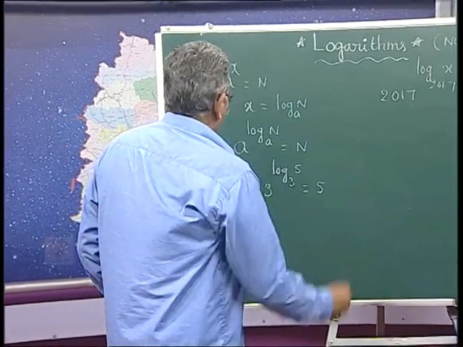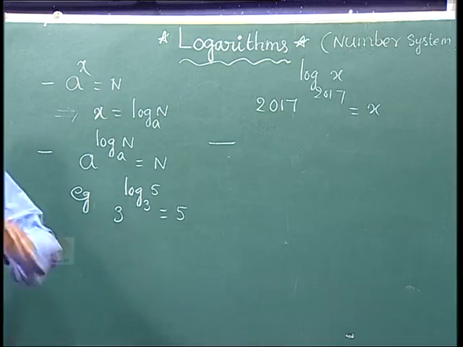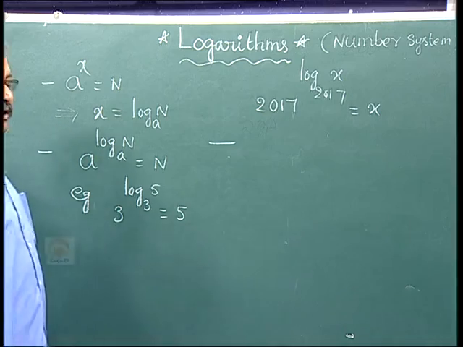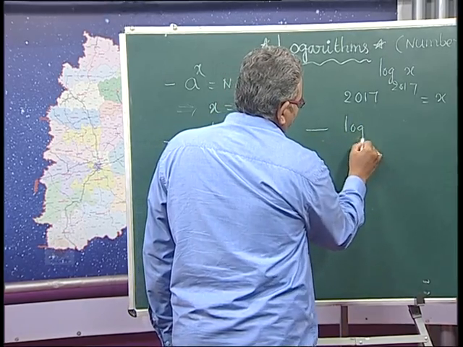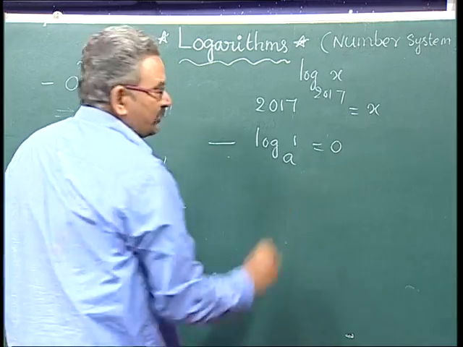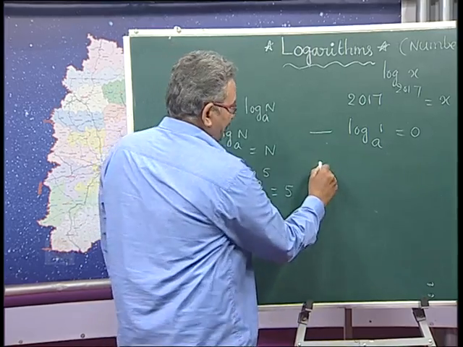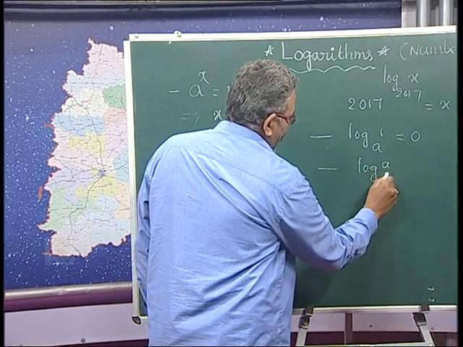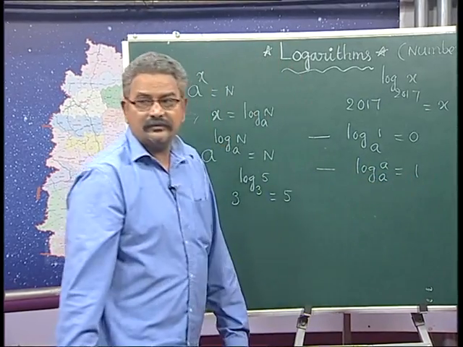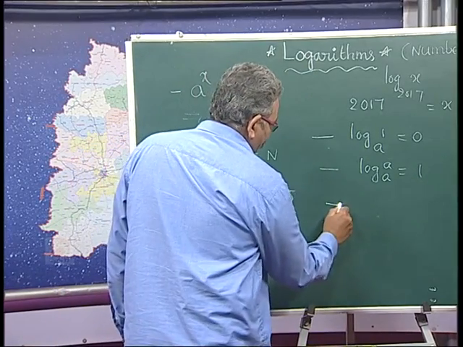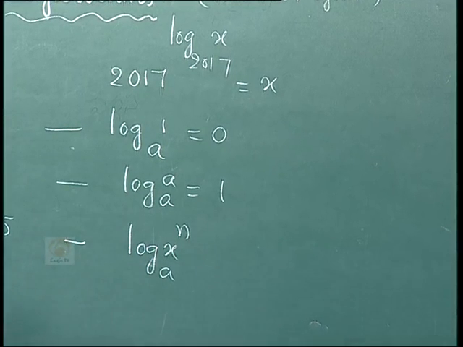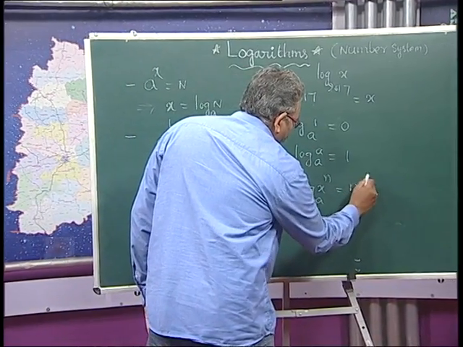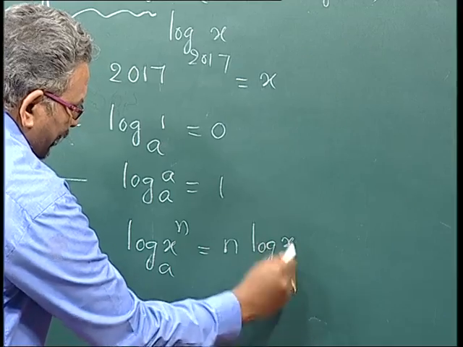Now let us study some properties of the logarithms. See, log 1 to the base a is equal to 0. Next, log a to the base a is equal to 1. Next, log x to the power of n to the base a. In general, this is called the power rule. So this can be written as n multiplied by log x base a.